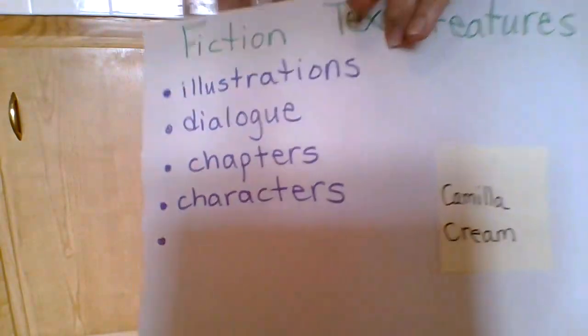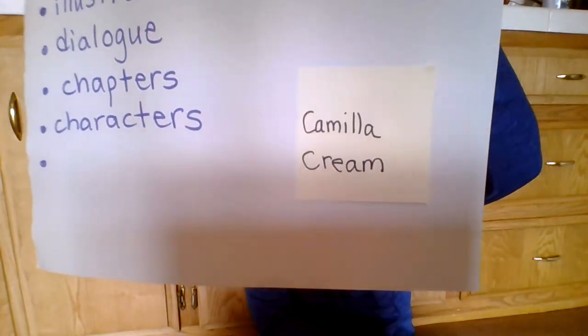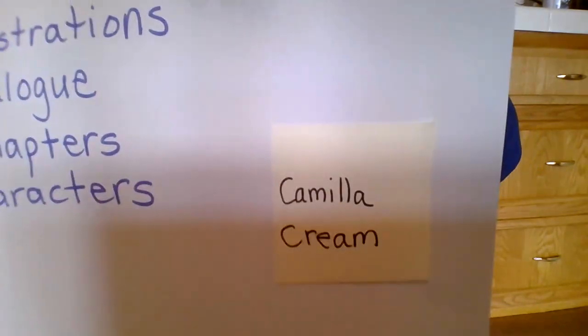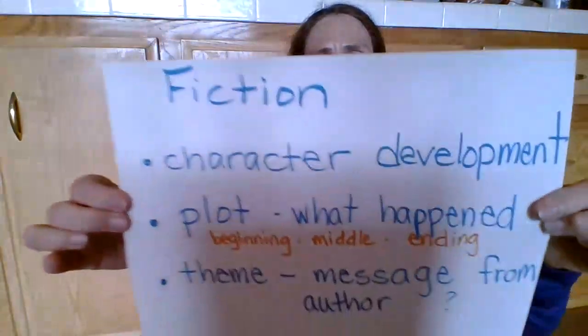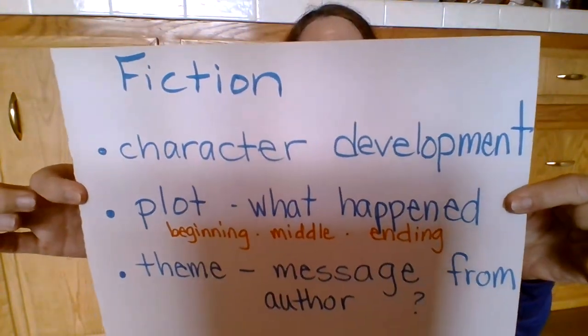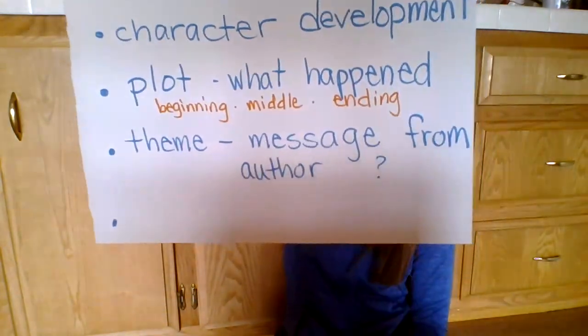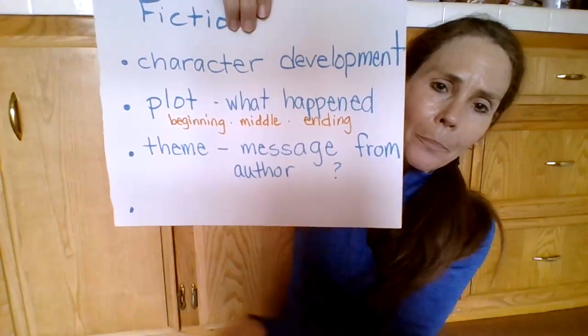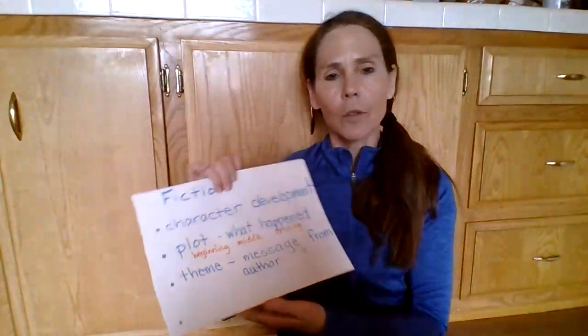And we don't have any chapters in this story because it's a picture book, but we certainly have characters. Our main character is called Camilla Cream, and I believe, again, the author intentionally made her name sound a little bit funny. Camilla Cream with the k sound. When we're dealing with fiction, we are talking mostly about developing a character or character development. We focus on the plot, the beginning, the middle, and the ending of a story. And in this story, we have a theme. The author is trying to give us a message, and that is the theme of the story.